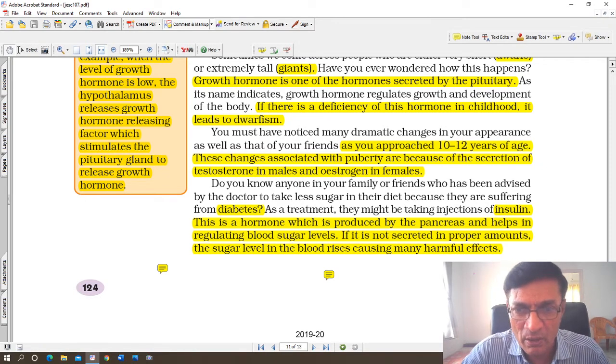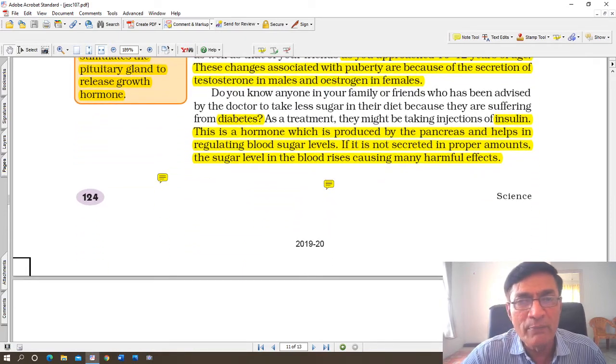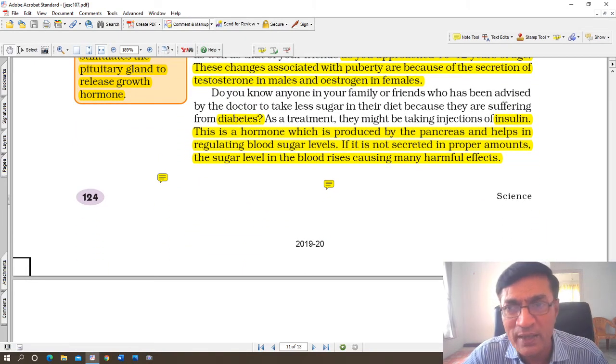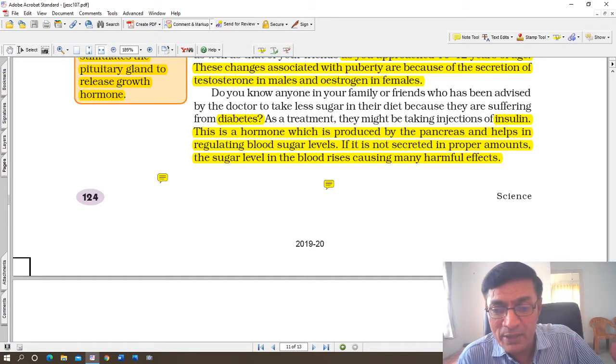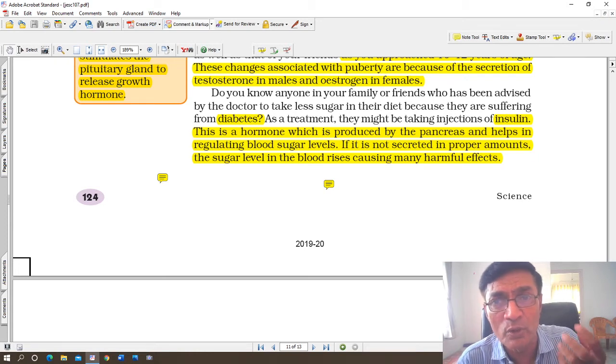All right. Do you know anyone in your family or friends who is suffering from a different kind of disease, who is advised by the doctors to take less sugar in the diet because they are suffering from a condition called diabetes? Diabetes is becoming more and more common. More and more people are developing this condition called diabetes because of excess sugar in their food.